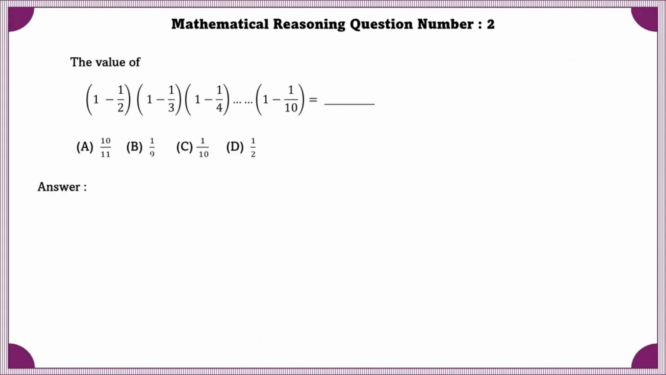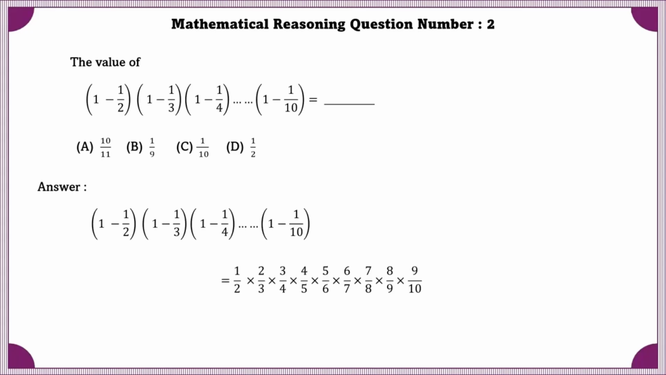Mathematical reasoning question number 2. Find the value of. Now 1 minus 1 by 2 is equal to 1 by 2. 1 minus 1 by 3 is equal to 2 by 3. Similarly, if we keep on going, we will get 3 by 4, 4 by 5, 5 by 6, 6 by 7, 7 by 8, 8 by 9 and 9 by 10.